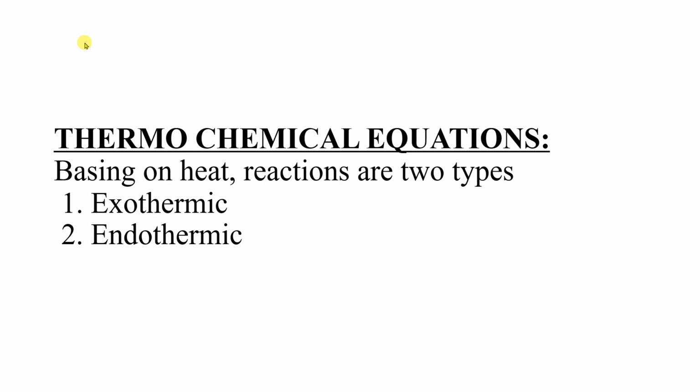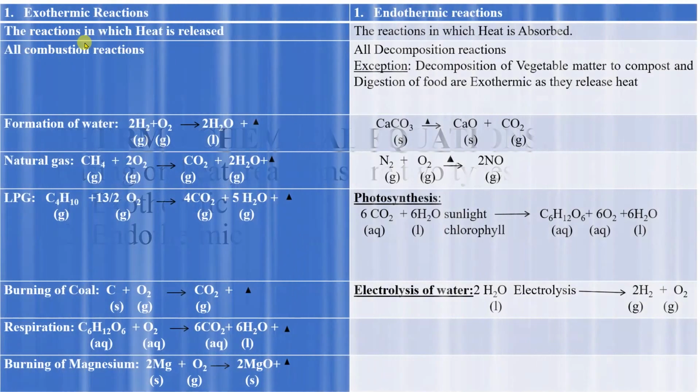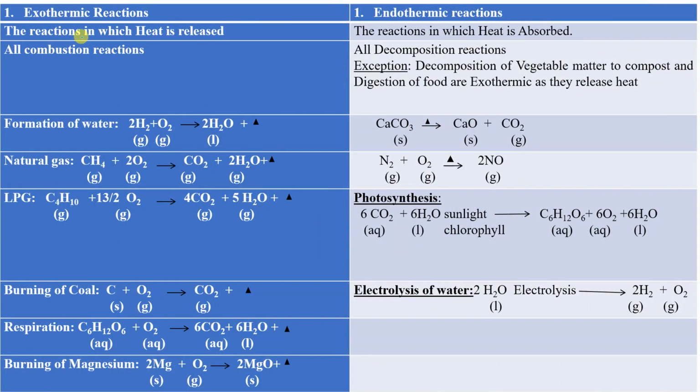So basically they are said to be thermochemical equations because these are the reactions which depend upon heat. Based upon heat, these reactions are of two types, exothermic and endothermic. Exothermic reactions are the reactions where heat is released during the reaction.